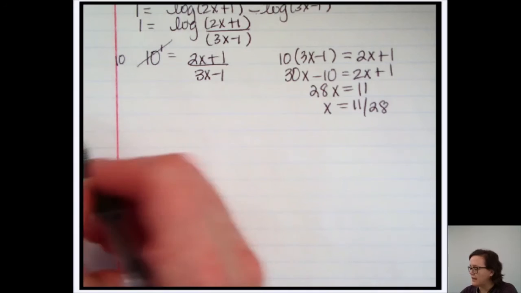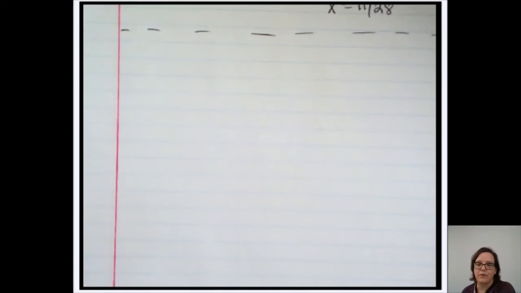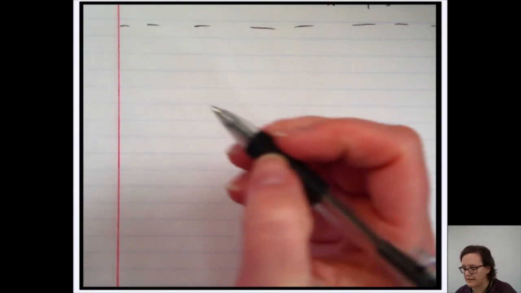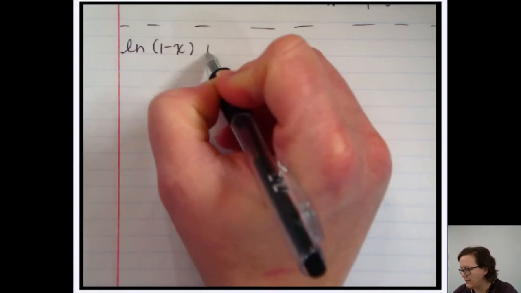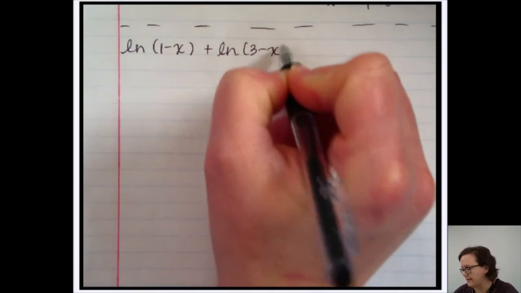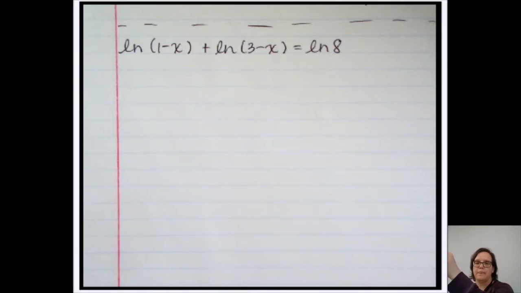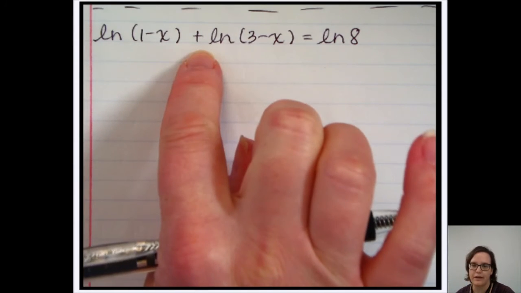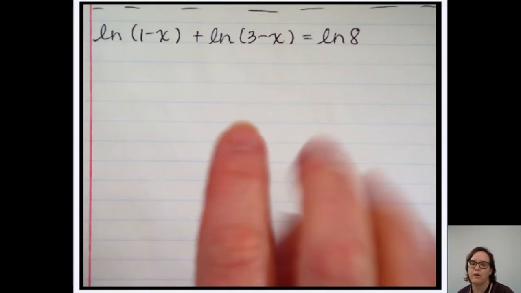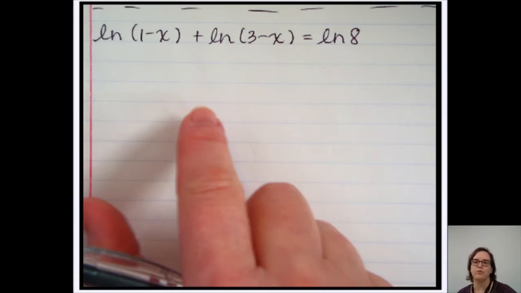So let's look at one other type that can show up. And that's where we end up having a log on both sides. So let's look at the natural log of 1 minus x plus the natural log of 3 minus x is equal to the natural log of 8. So notice here we have logs on both sides, and we just can't drop immediately because we do have that plus. Now when you have logs on both sides, it's just probably best to leave them like they are on each side and then combine the one that has multiple into one.